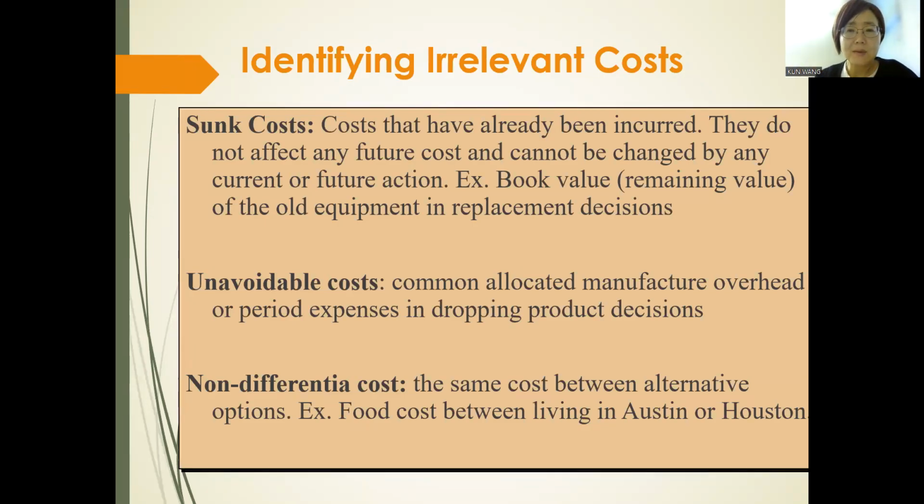As compared to the relevant cost we use in special decision making, there are also a few common types of irrelevant cost that we can ignore in the decision-making process. The most common irrelevant cost is sunk cost, which is related to the acquisition cost of the old equipment or other assets. For example, when you're trying to make a replacement decision for old equipment, the book value of the equipment, which means the remaining value of the equipment, is irrelevant in the decision.